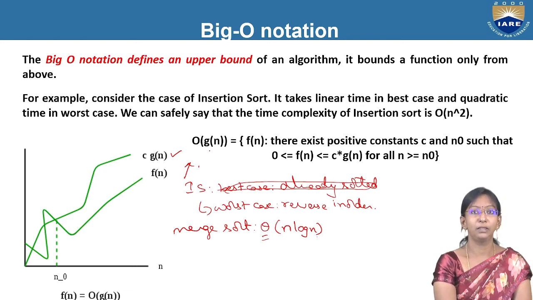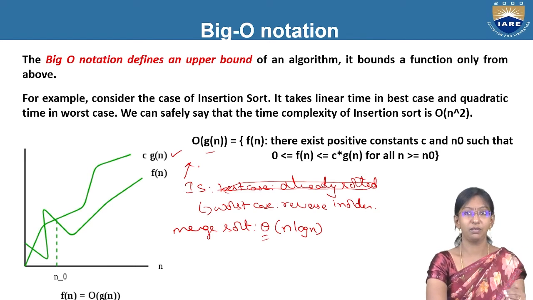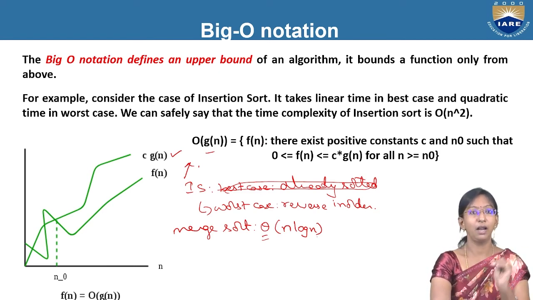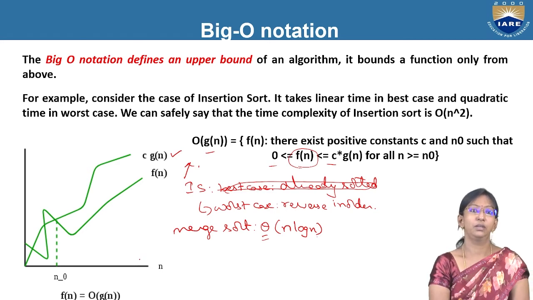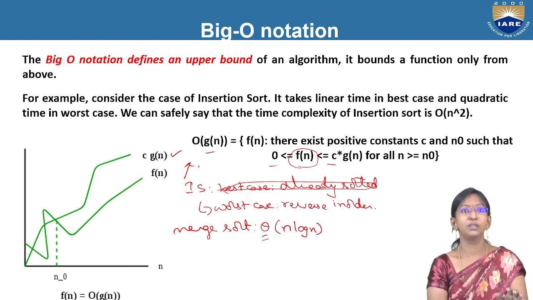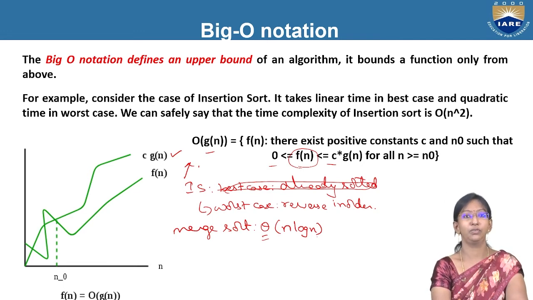To evaluate the function g of n, there exists a positive constant c and n naught, such that the function f of n lies between 0 and the constant multiplied by g of n. That means it lies between 0 and c into g of n. So these are the limits of big O notation. Big O notation takes care of only the upper boundary. It is least bothered about the lower boundary.